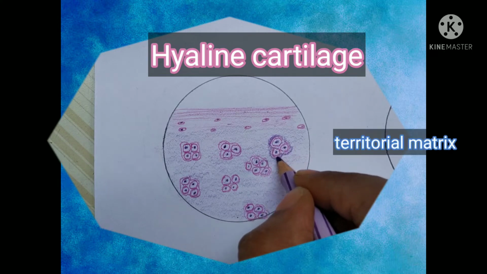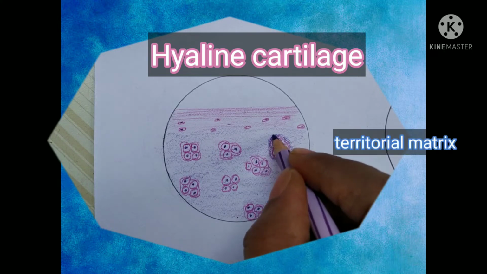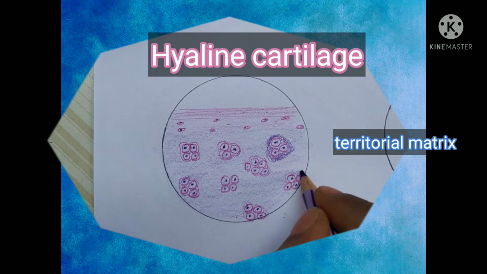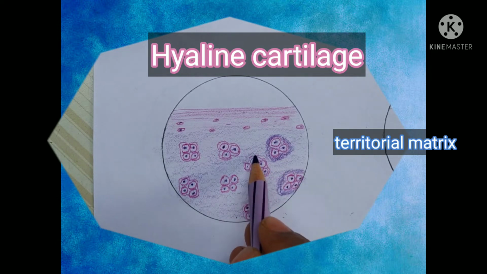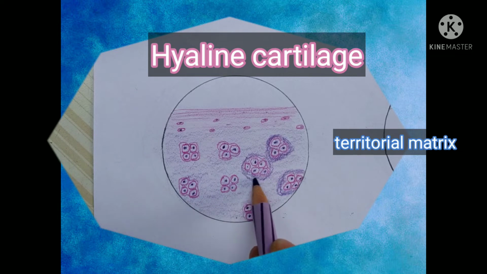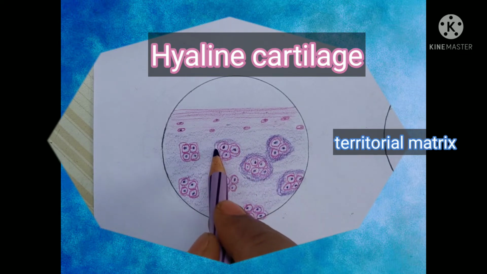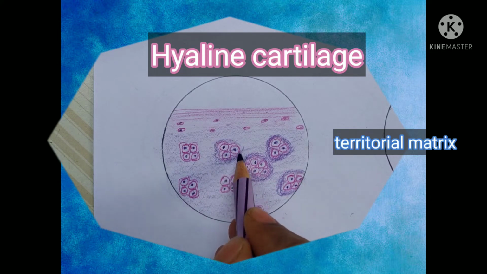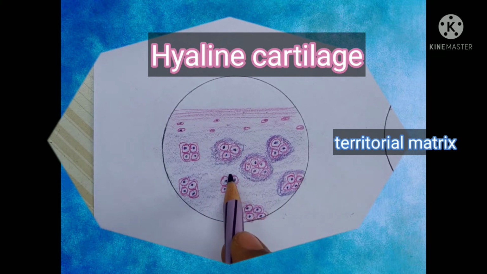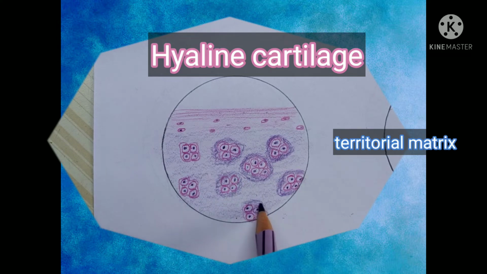That is called capsular matrix. The matrix surrounding a cell nest has a density a little lesser, but compared to the interterritorial matrix, it is more dense. So that is the territorial matrix. It's the density of sulfated glycoprotein surrounding the nest. Interterritorial matrix is between the cell nests. The density of this sulfated glycoprotein is very less. So that's why it is a little lighter staining.